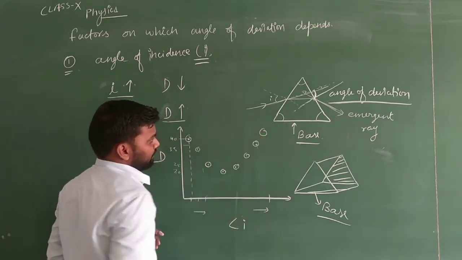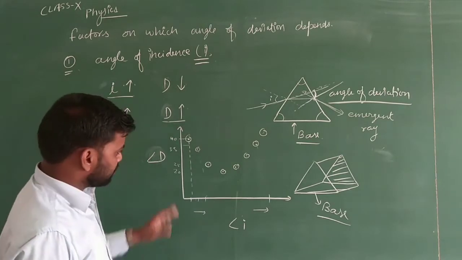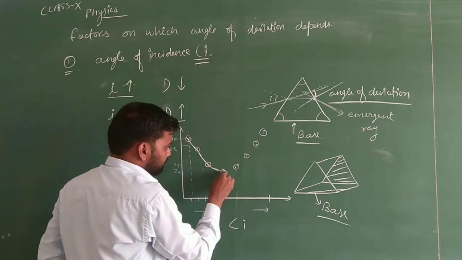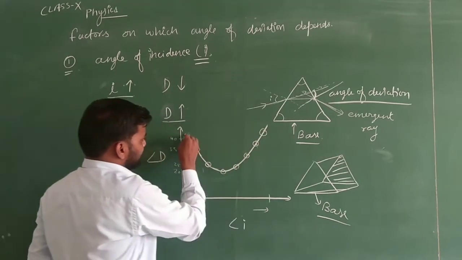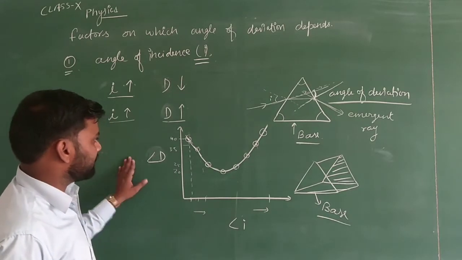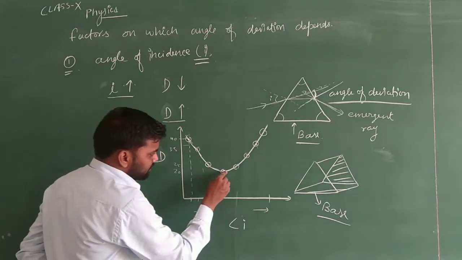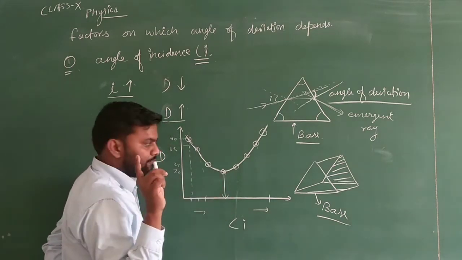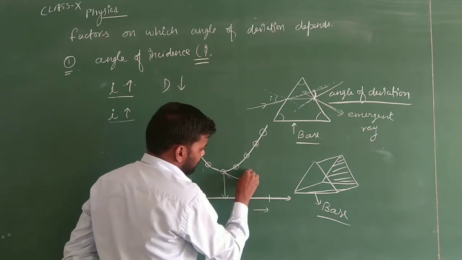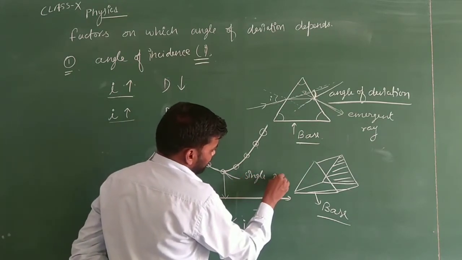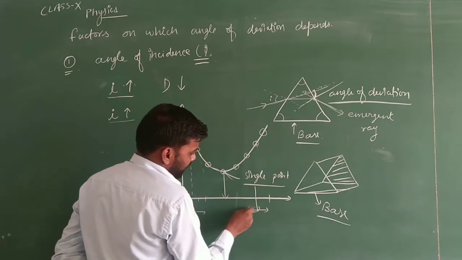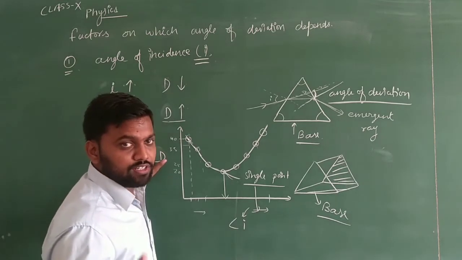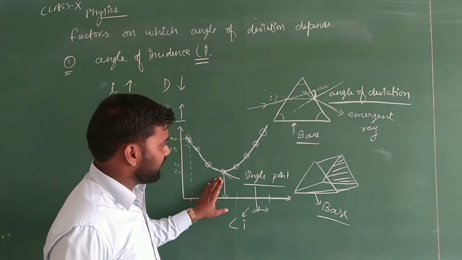We have already solved graphs in the previous classes also in maths. So here you can see that the graph of angle I and angle D, that is, the angle of incidence and the angle of deviation, will be like this. Here we can see that only a single point comes, a single value of the angle of incidence. There will be a certain value at which the angle of deviation will be minimum.